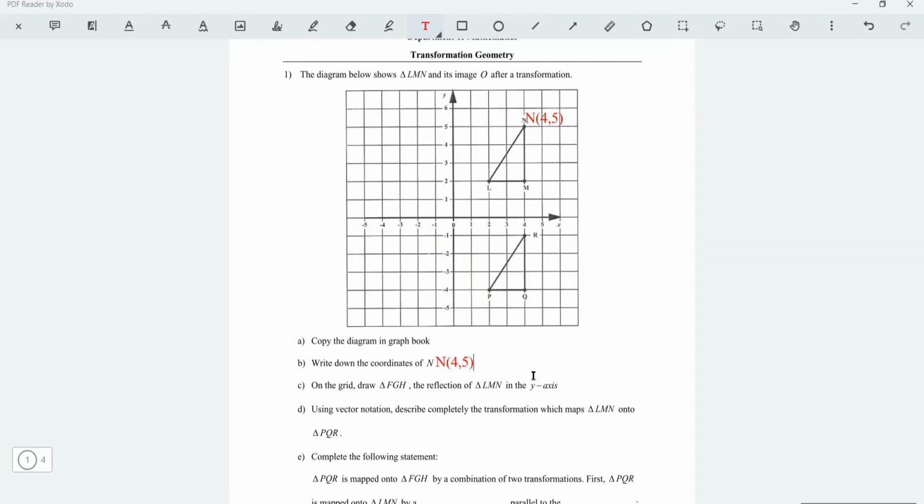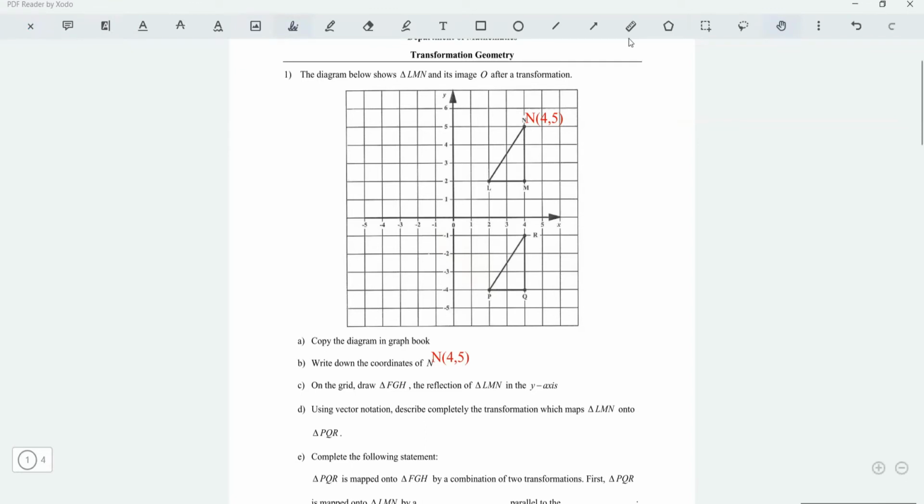Now that we have n is the 0.45, it says on the grid, draw a triangle FGH, which is a reflection of triangle LMN in the y-axis. So we need to reflect triangle LMN, this triangle. Now, what is the y-axis? I'm just going to use a red line to show you the y-axis. This is the y-axis right here.